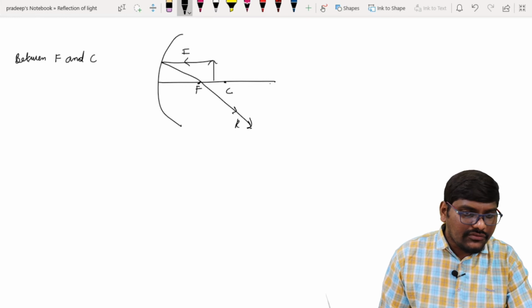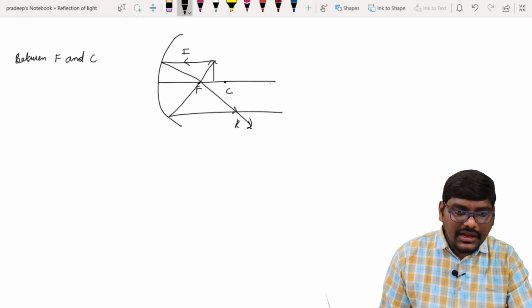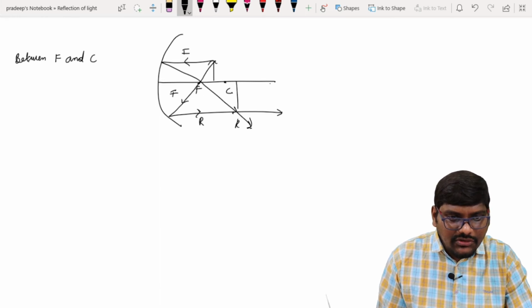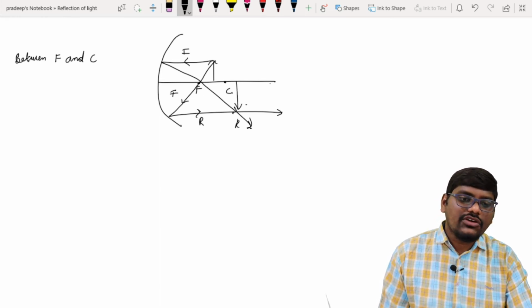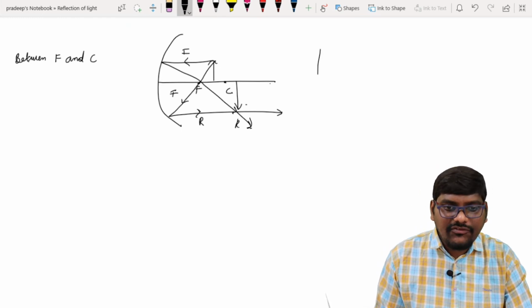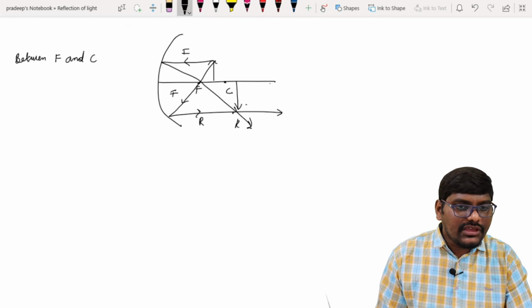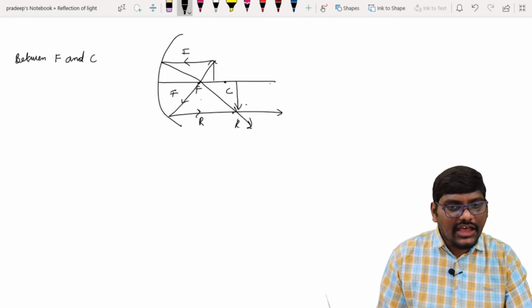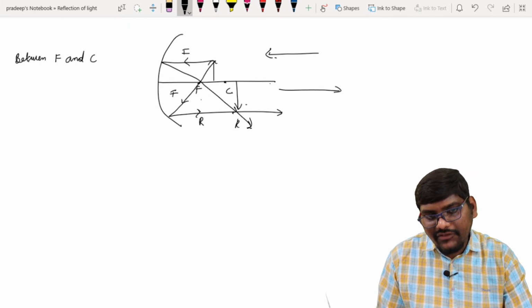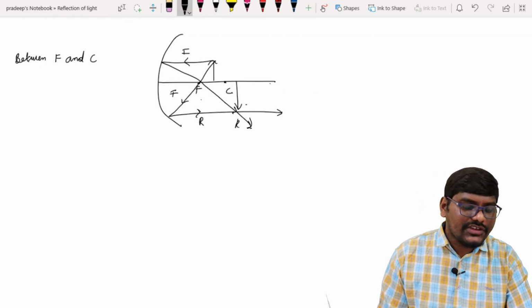Okay, second one, if you just observe, the ray is passing through the focus, touching the mirror, and going parallel. So this is the incident ray, this is the reflected ray. So where is it forming? It is forming over here, beyond C, right? Initially, as we keep the object very far, the image is forming very near. As you move the candle forward, the image moves away from the mirror. That we have to understand.